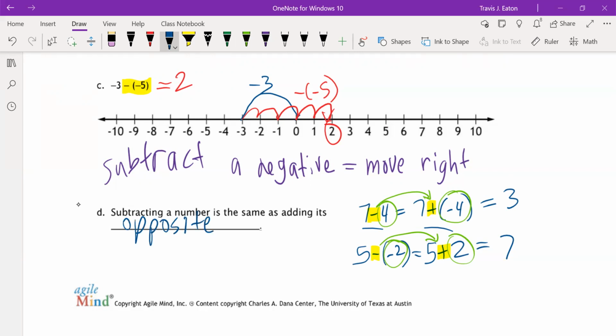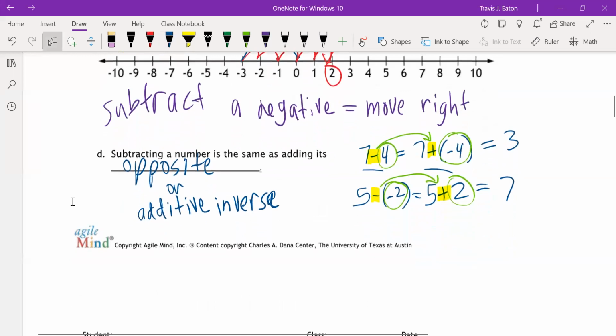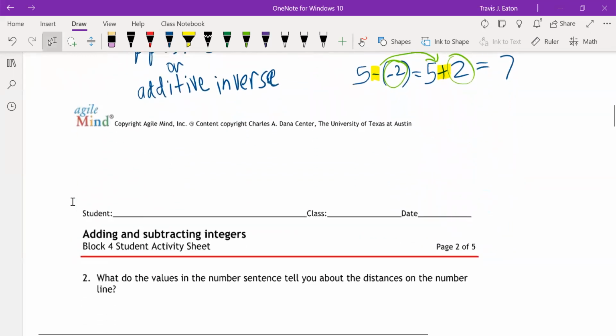Now, opposite is like a $5 math word. We should use the $50 math word. The other word for opposite is its additive inverse. Additive inverse means the same thing as the opposite, just a fancier math word. They're synonyms. Okay? All right. Well, let's keep going on down here.